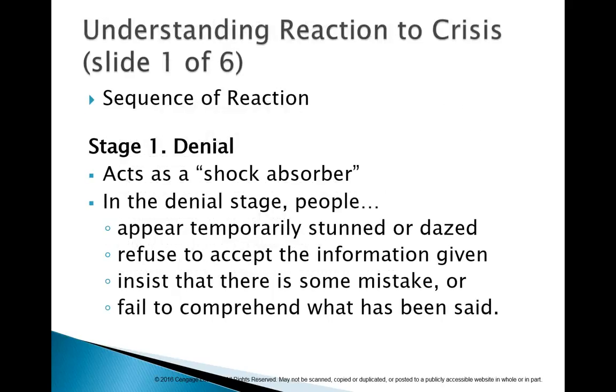Now, the thing to remember, if you look at the head of this slide, is understanding reaction to a crisis. This literally is a crisis, and it's for both sides. The employer has found out that one of their trusted employees, the bookkeeper for 15 years, has embezzled money from them. So this is going to be shocking. It's almost like a divorce.